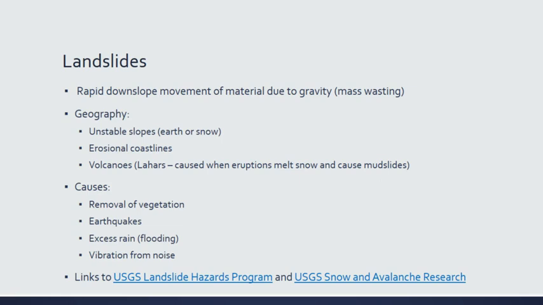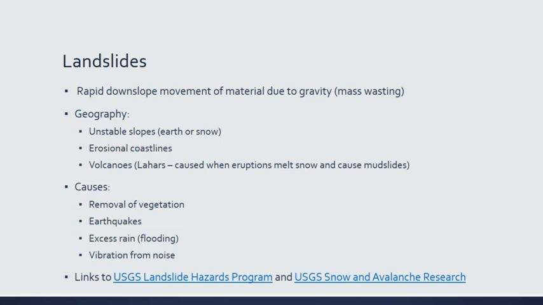In the case of the geography, you need a slope, right, because it's gravity driven. So unstable slopes where the earth or snow is unstable, you often find them on erosional coastlines like California. And then volcanoes also cause avalanches and mudslides, right? Those mudslides caused by volcanoes are actually called lahars, and they're caused when the eruptions melt snow and make this big old mud field that just slams down the side of the mountain.